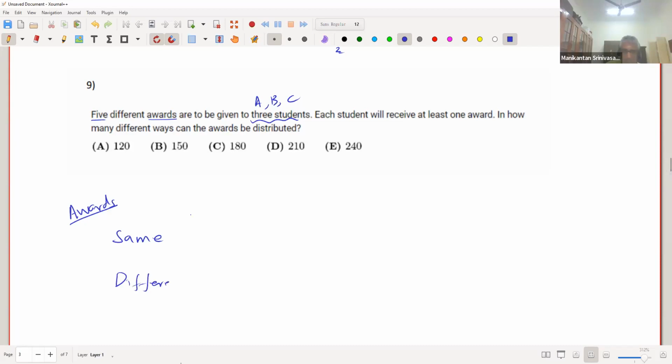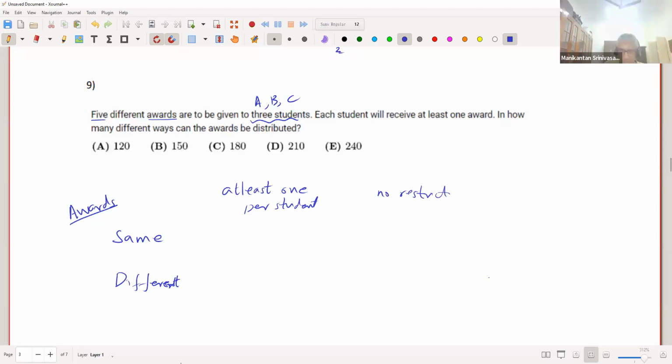Awards are same meaning, let's say chocolates, right? 5 identical Twix chocolates are the awards. So I don't really care whether I get this one or that one because all the Twix look identical to me. That's the case of identical or same awards. And the other category I want is each student must get at least 1 per student. Or no restriction.